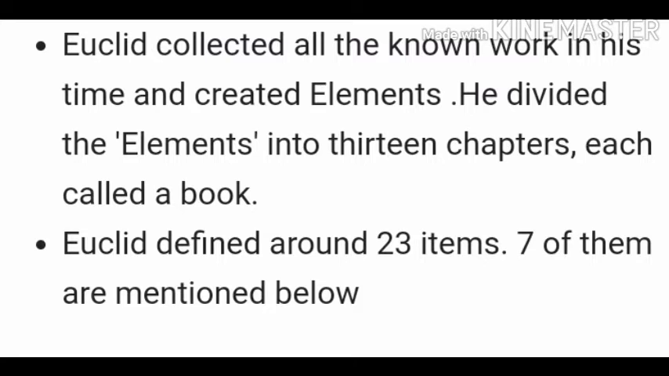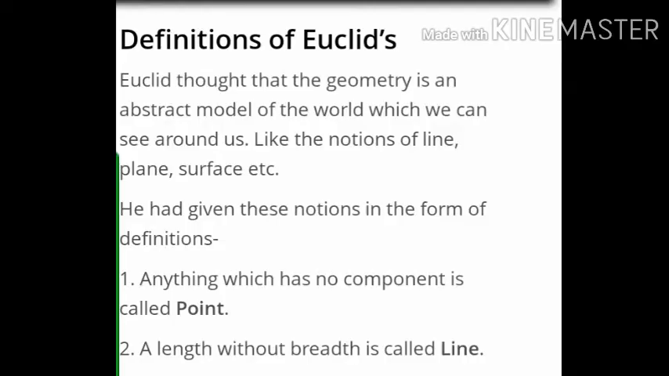Euclid collected all the known work in his time and created Elements. He divided the Elements into 13 chapters, each called a book. Euclid defined around 23 items. 7 of them are mentioned below.